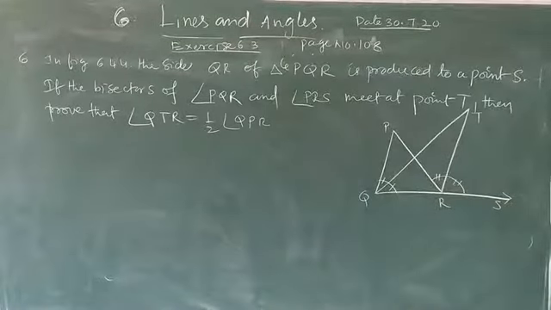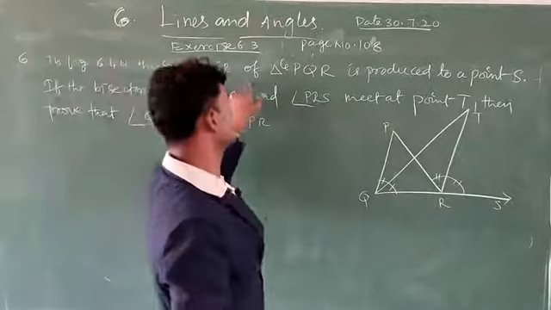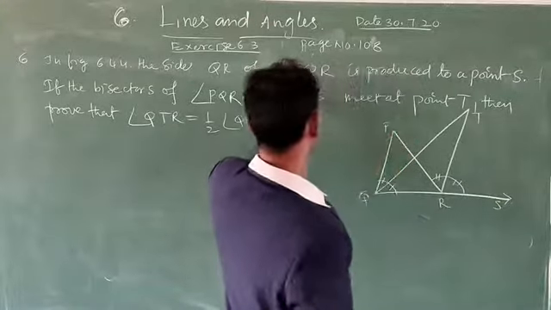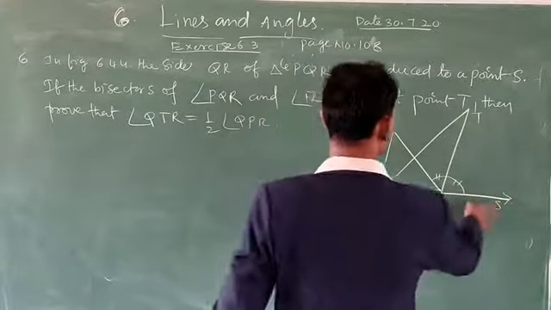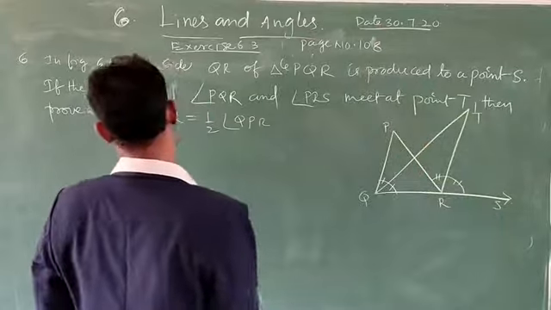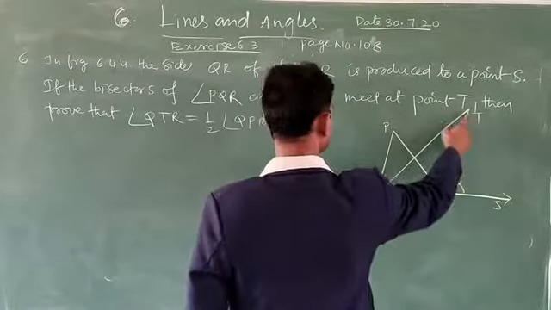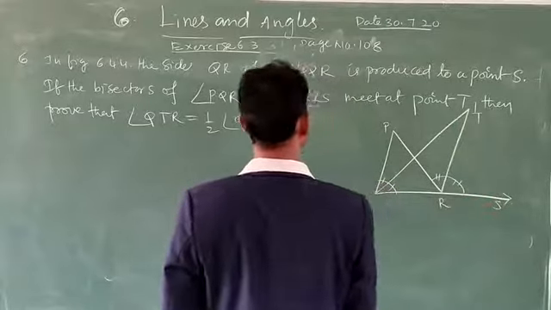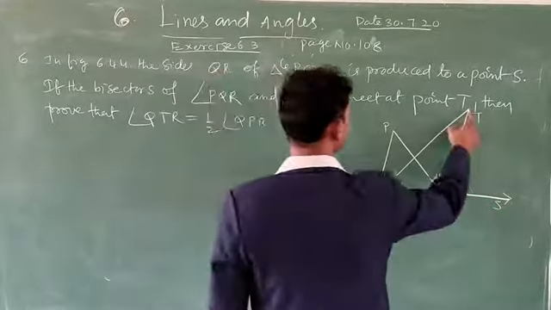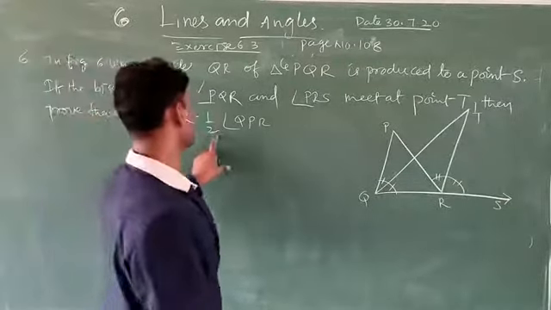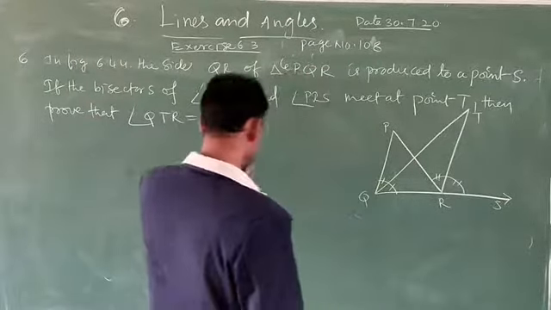Okay, this is the last problem in this exercise. In the figure 6.44, the side QR of triangle PQR is produced. QR produced up to S. If the bisectors of angle PQR and angle PRS meet at point T, then prove that angle QTR is equal to half of angle QPR. This is also a very easy problem.